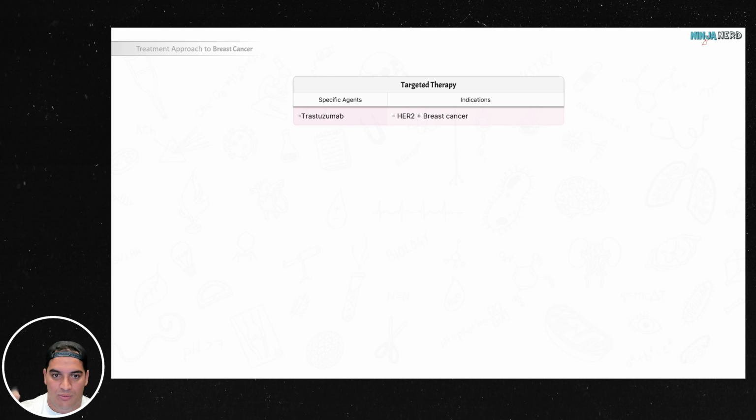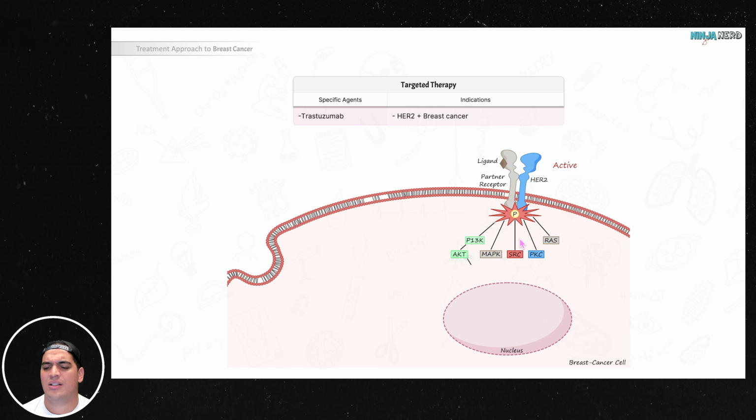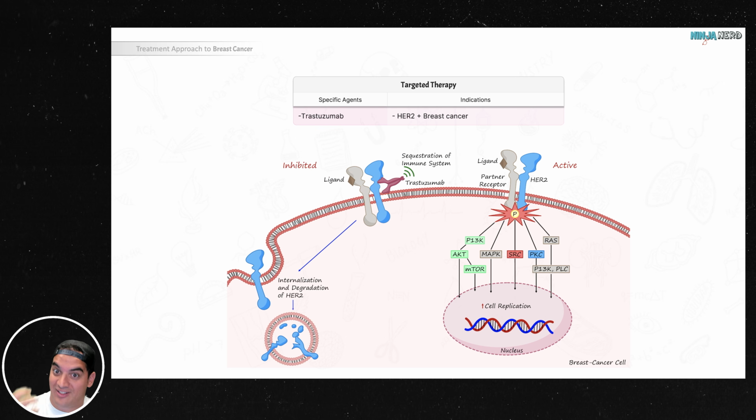HER2 positive breast cancer, we're given trastuzumab. The concept behind this is here you have a breast cancer cell and you have a HER2 receptor. When this thing's active, it's sending tons and tons of different pathways to cause cell replication, so many. Your goal is to give a drug that blocks that receptor. And by doing that, what you're hopefully doing is you're basically telling these receptors to get internalized and get broken down. So now you have less of them exposed.